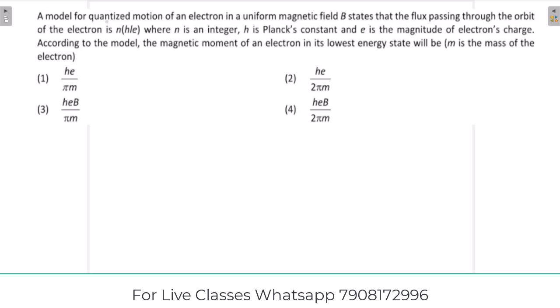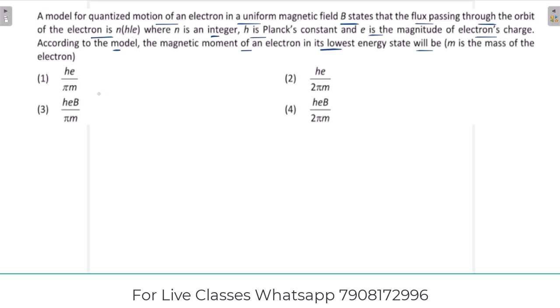A model for quantized motion of an electron in a uniform magnetic field B states that the flux passing through the orbit of the electron is nh by e, where n is an integer, h is Planck's constant and e is the magnitude of electron's charge. According to the model, the magnetic moment of an electron in its lowest energy state will be, m is the mass of the electron. Now here it is said the electron is moving in a uniform magnetic field B and the flux through the orbit is nh by e.